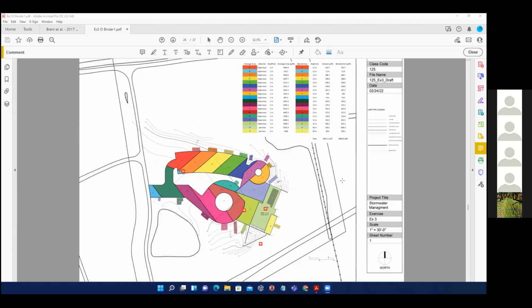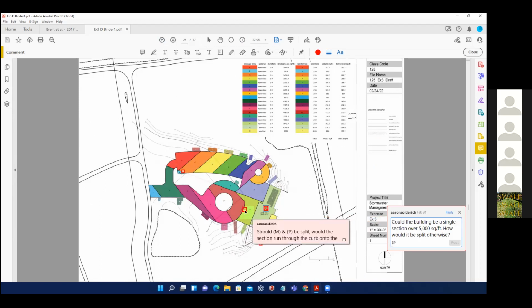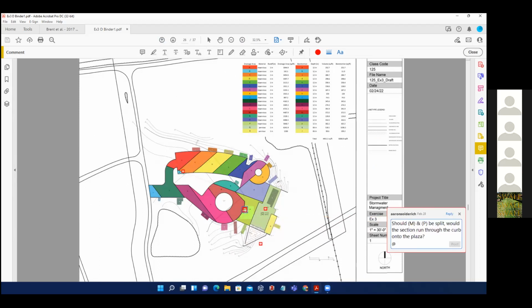Okay, we have 26. A couple of questions here. Should MP be split with the section run through the curb onto the building be a single section? I think we addressed that just now. MP section run through the curb onto the plaza. Let me zoom in so that I can see what is M and what is P.